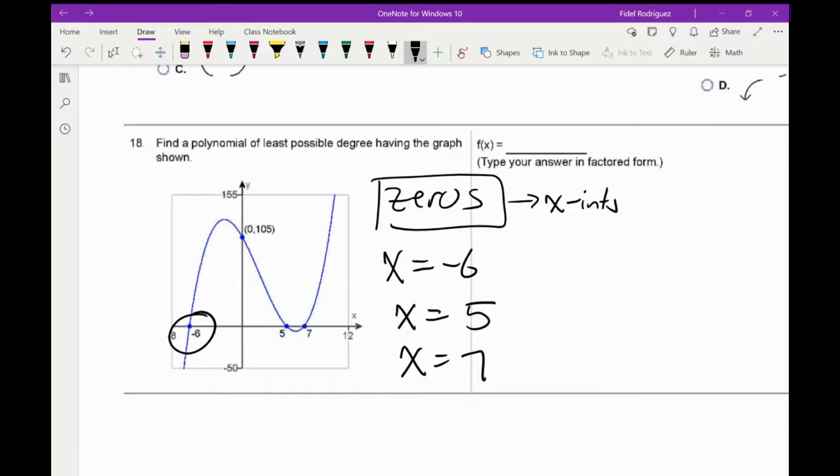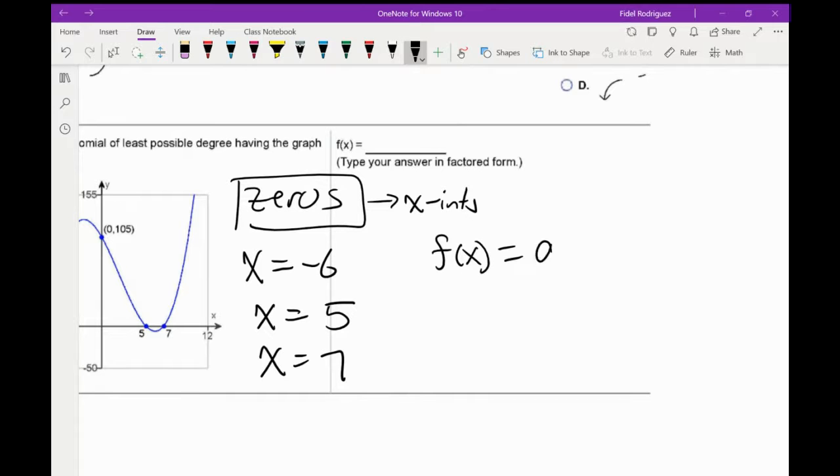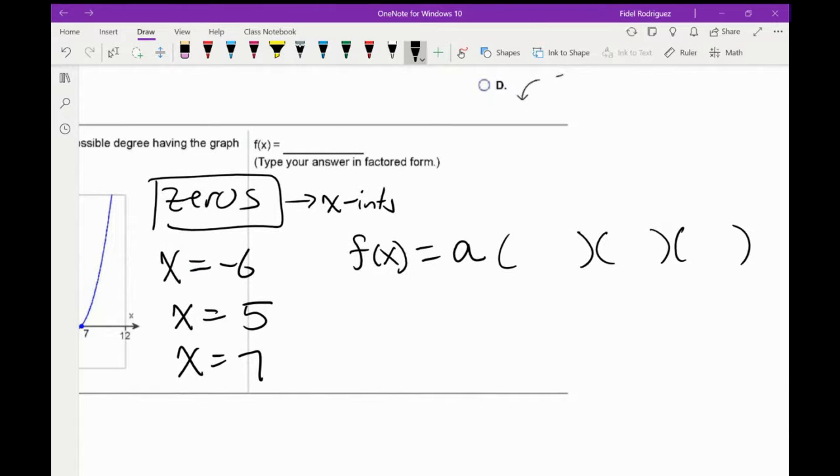Okay? So guys, just like we did in 15, once I know what my zeros are, I'm now going to write my factors. Okay? So I'm going to start writing this out like this. F of x equals, and I'm going to put that a because I know there's going to be some number here. And let's write out the 3 factors that we're going to have. Okay? So look, if it's x equals -6, when I bring the 6 back, it's going to change signs to a +6. The same thing with the 5 and the same thing with the 7. The signs are going to change. So that's going to be a -5. And this one here is going to be a -7. Okay?